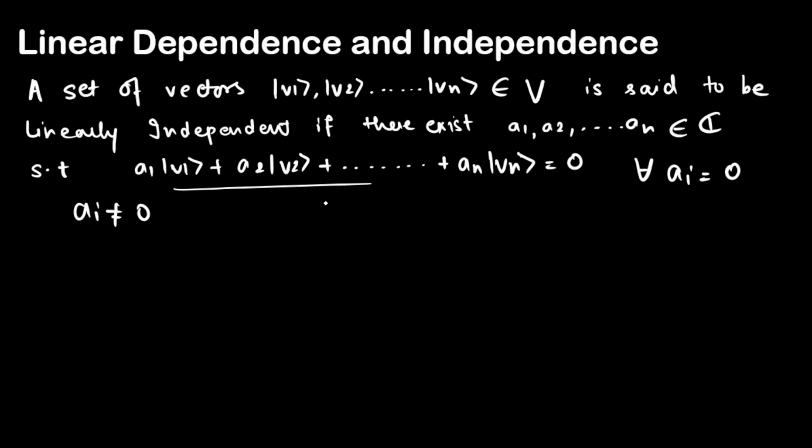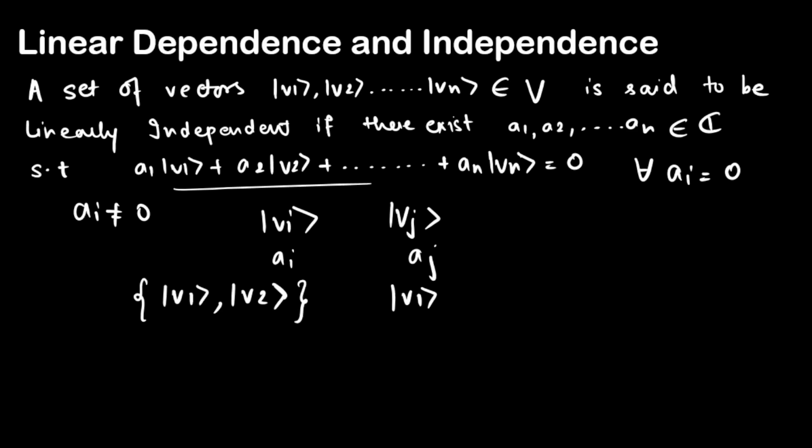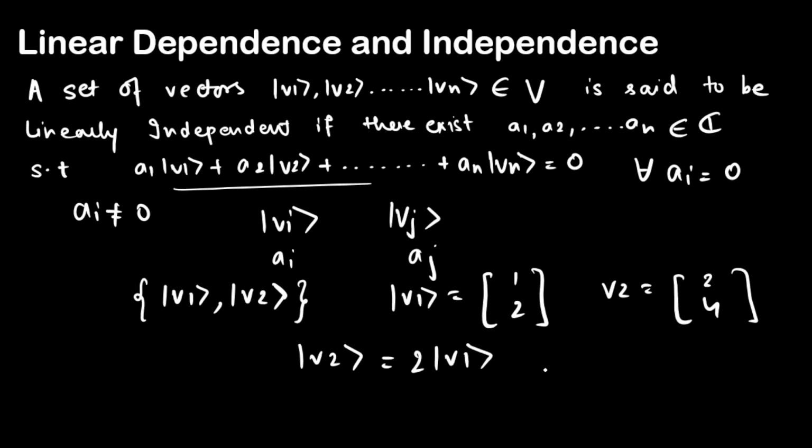What this equation says is, if any vector vi is dependent on any other vector vj, then the ai and aj corresponding to those vectors will be scalar multiples of each other, and the set of vectors will be linearly dependent. Example, take two vectors v1 and v2 such that v1 is equal to (1, 2) and v2 is equal to (2, 4). Then we can write v2 is equal to twice v1, which is equal to (2, 4), which implies v2 is a dependent or redundant vector in the given vector space.